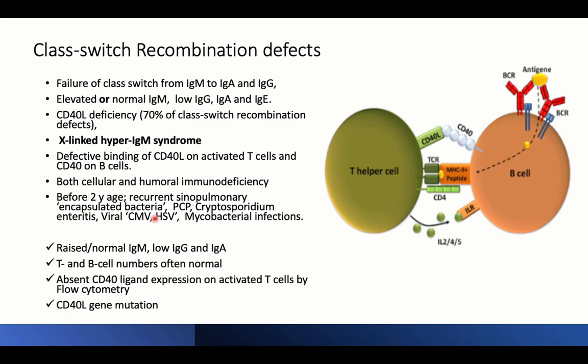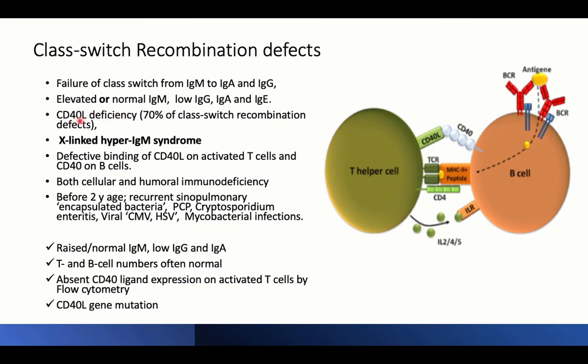Okay, this was agammaglobulinemia. The second defect is called the class switch recombination defect. Here we have a failure of class switch from IgM to IgA and IgG. So we would expect labs to show elevated or normal IgM levels with low levels of IgG, IgA, and IgE, the other immunoglobulins. 70% of cases are caused by a genetic defect that results in CD40 ligand deficiency.